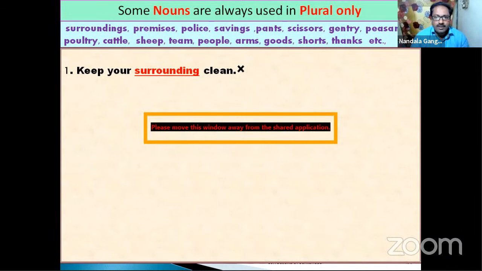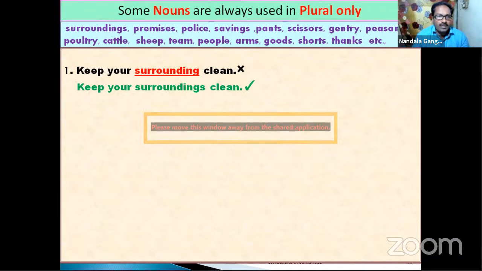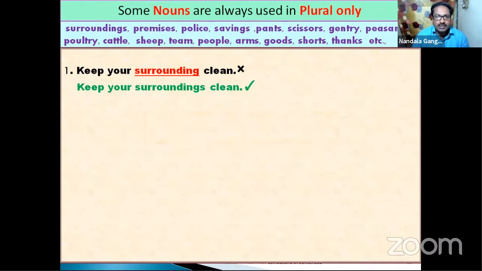Here are the sentences to be corrected. Keep your surrounding clean. No, we have to. These are the nouns that should be used only in plural. Keep your surroundings clean. We have to add s to the surrounding.